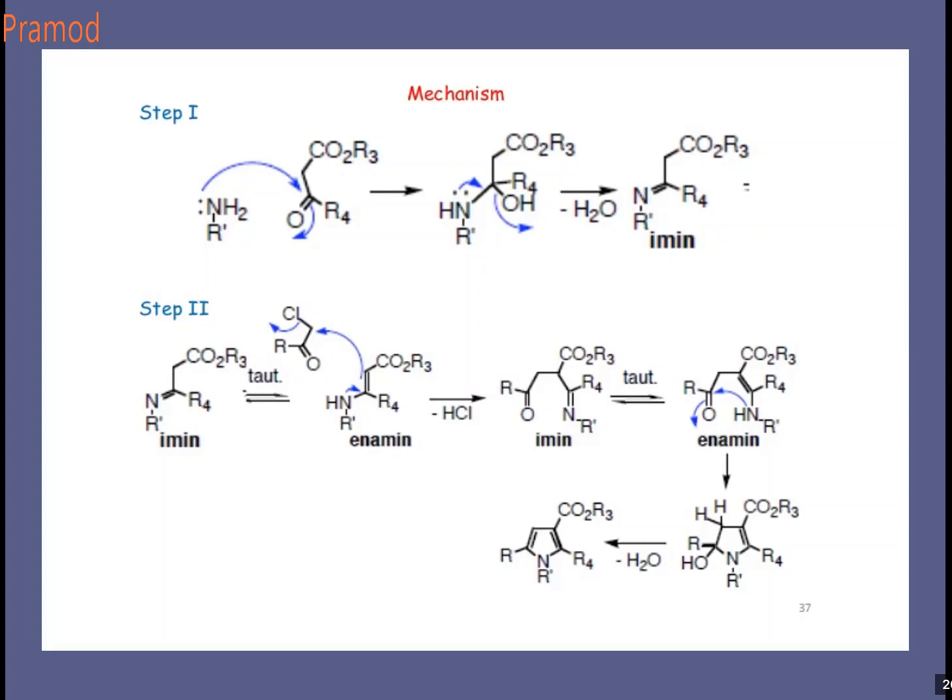Where you take ammonia, beta keto ester, and alpha halo ketone. In the presence of ammonia, you get your pyrrole.